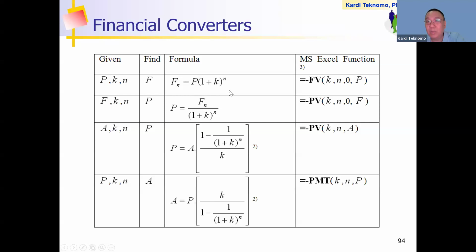Of course, if you don't like to use the formula, you can use the Excel function. So this is exactly the Excel function of this formula. You put the K, N, and then put 0 here, then you get the P. So earlier for A from P, you can use this one. Use minus PMT of K, N, and P. This is the formula.